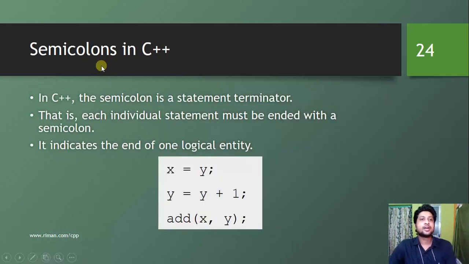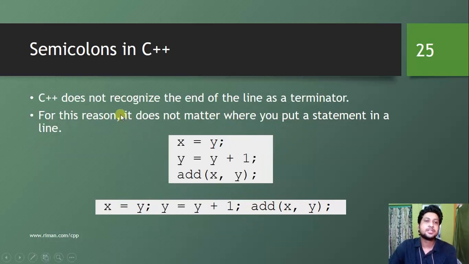Now let's look at the role of semicolons in C++ programs. Semicolons are basically statement terminators. A semicolon is used to terminate all statements. It indicates the end of any logical entity. For example, you can say x = y. That is a valid statement if and only if we have put a semicolon here. Similarly, y = y + 1 is also a statement because it is terminated by a semicolon. add(x, y) is also a statement. So all the individual statements in C++ end with a semicolon.